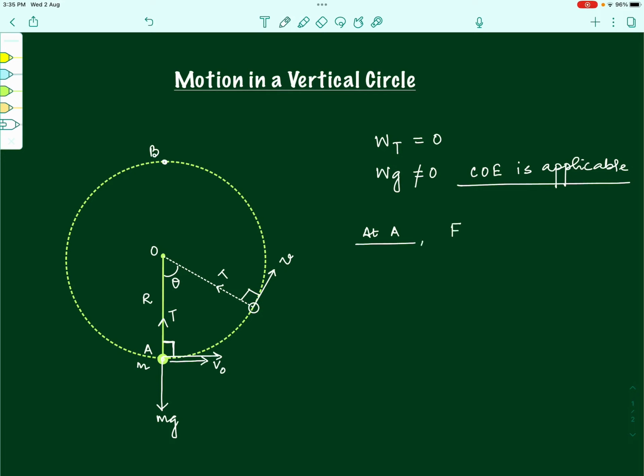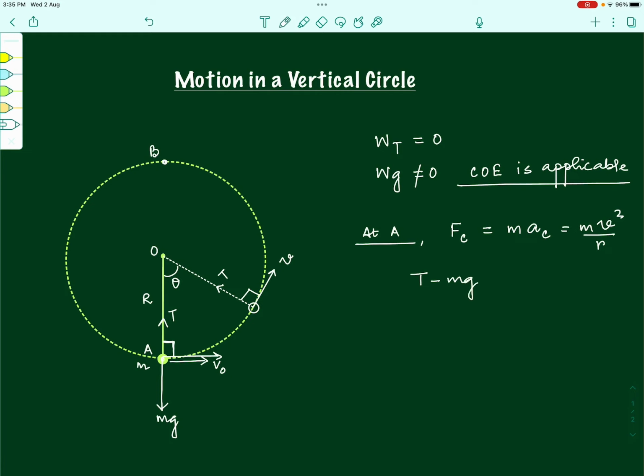So we write F centripetal, the net force towards the center of the circular path, is equal to the mass of the body times the centripetal acceleration. If you recall, centripetal acceleration has a value of v squared by r, right? m into v squared by r. This is the usual form that we have. So when we use it at the point A, see carefully that the net force towards the center at the point A is T minus mg, because T is the force towards the center, whereas mg is the force away from the center. So the net force towards the center will be T minus mg.